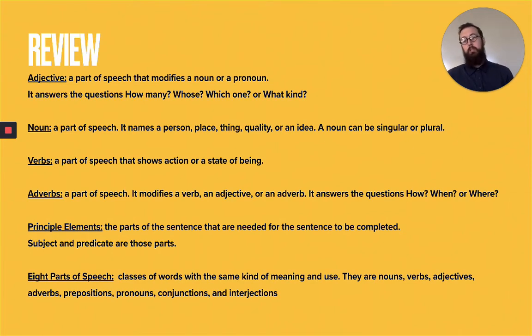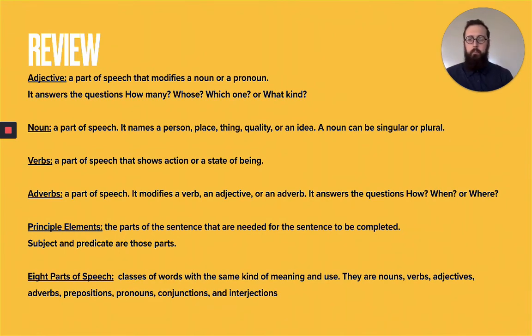Awesome. If you would like to re-listen to that, go ahead and rewind. And our noun is a part of speech. It names a person, place, thing, quality, or an idea. A noun can be singular, as in one, or plural, as in more than one. Verbs are a part of speech that shows action or a state of being. Adverbs, which is our previous chapter, are a part of speech. It modifies a verb, an adjective, or an adverb. It answers the question how, when, or where.